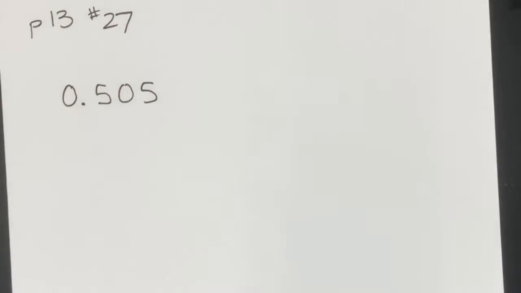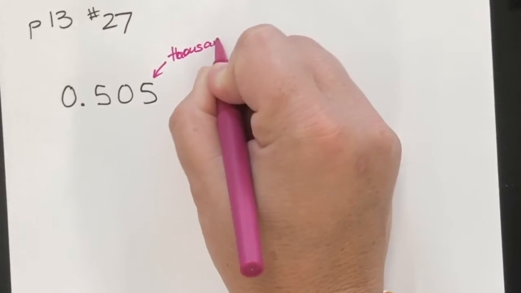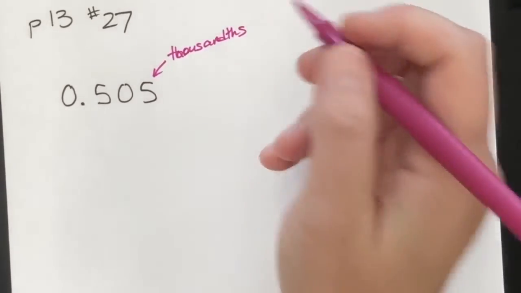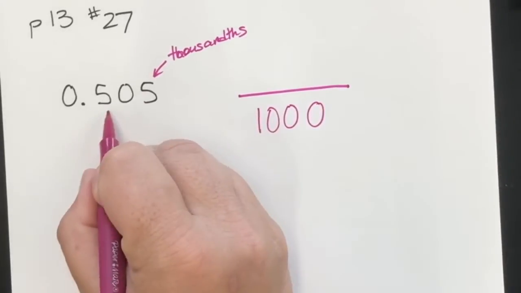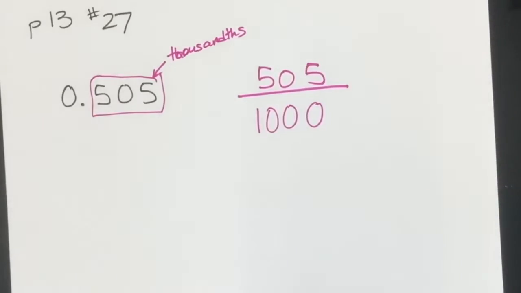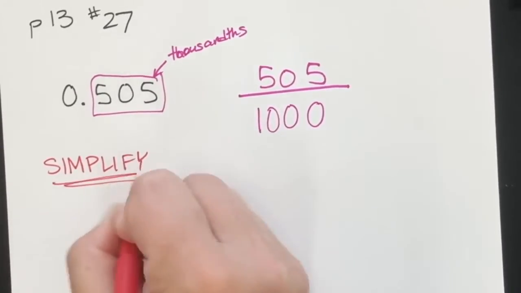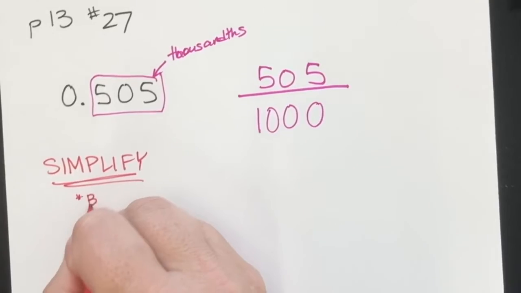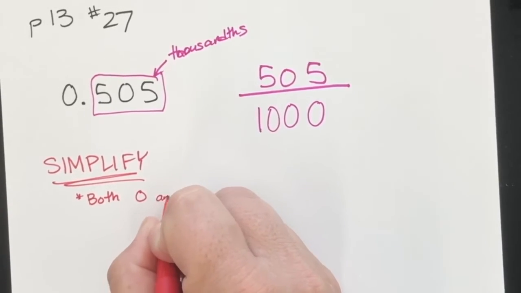0.505. We just look at the place values and we can see that the last digit is in the thousandths place. I almost spelled it wrong again. So we're going to write this fraction over 1,000, and we're going to just take the digits, 505, and write them over 1,000. Then we need to make sure we simplify. They both end in a 5 or a 0, so we can simplify by 5s, dividing both by 5.